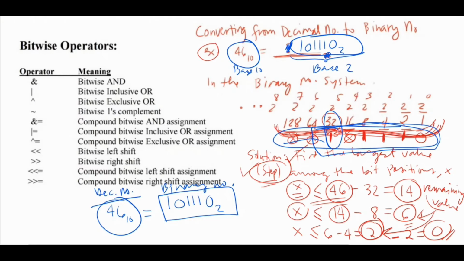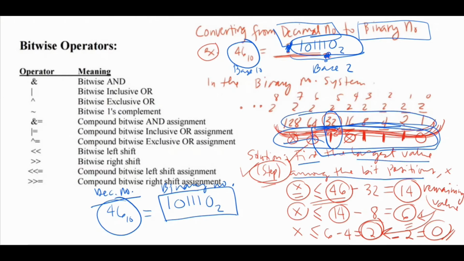So what is the solution again? How do we convert from a decimal number to a binary number? It is simply to, in each step, find the largest value among these bit positions, and say we call it X, and that value should be less than or equal to the remaining value. At the start, our remaining value is this value 46 that we are trying to convert. So it is 46 minus our X here, which is 32, this one. So the remaining value is 14.